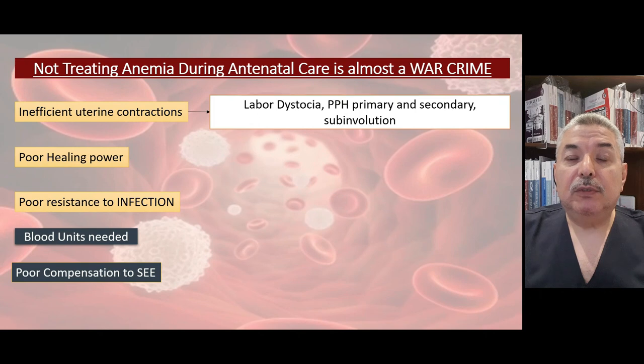And then you have the postpartum hemorrhage, primary or secondary during the puerperium. And you have subinvolution of the uterus. So this is all because the uterus did not contract properly, because there was no oxygen to contract.